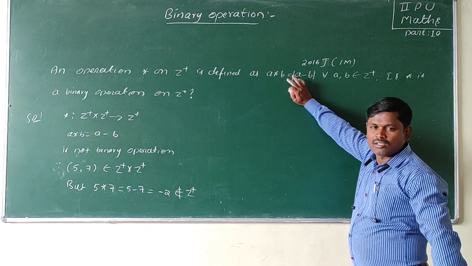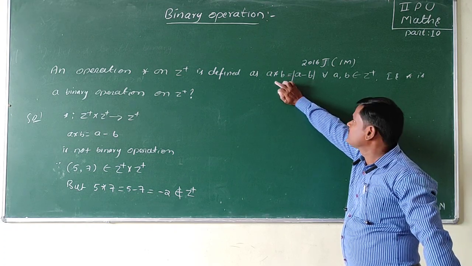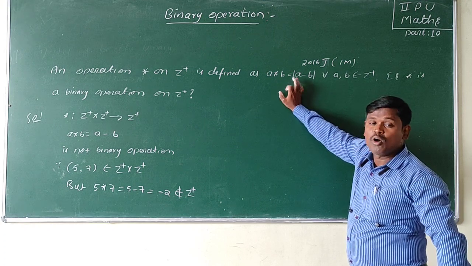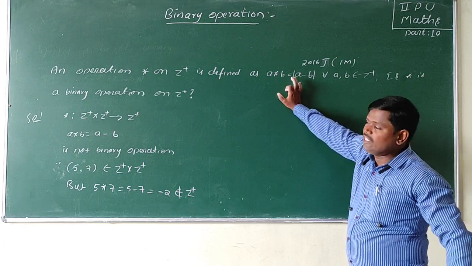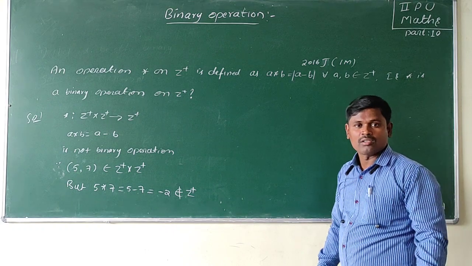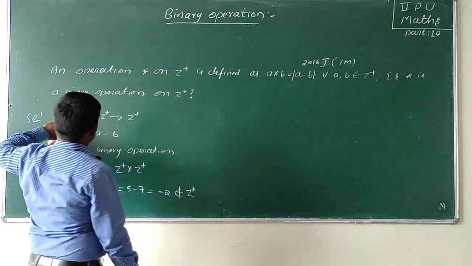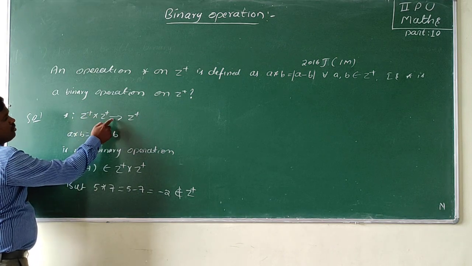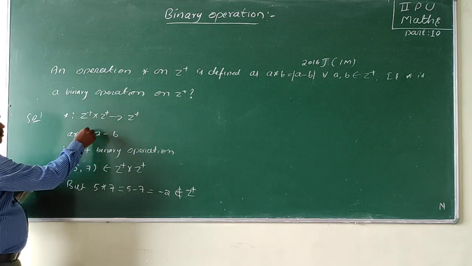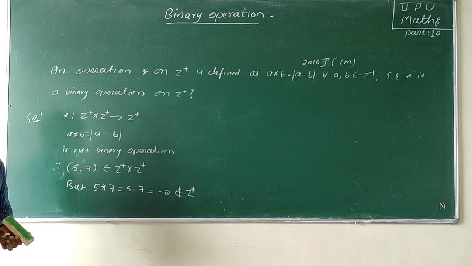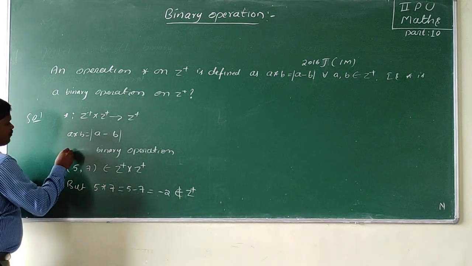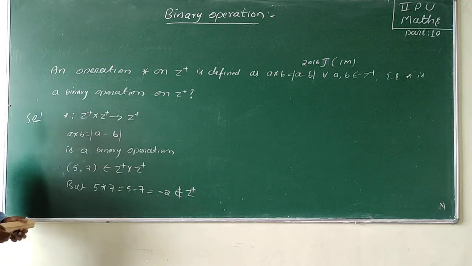So star operation, binary operation was defined like this: a star b is equal to a minus b. But here a star b is equal to mod a minus b. So then, is it a binary operation or not? Star is defined from Z plus cross Z plus to Z plus, a star b is equal to mod a minus b. So clearly it is a binary operation. Why?